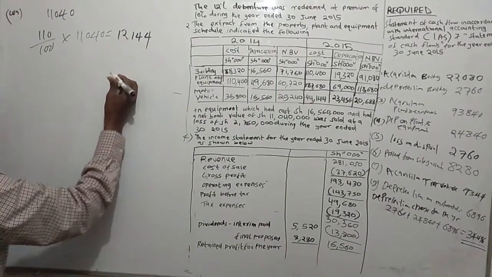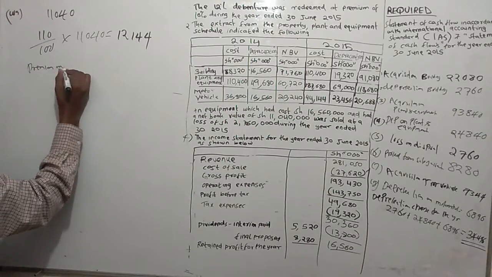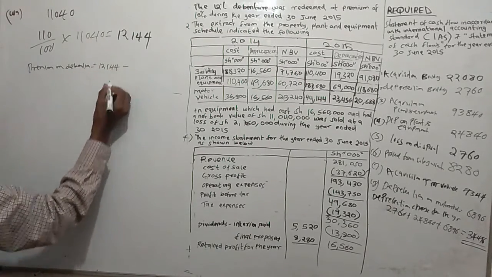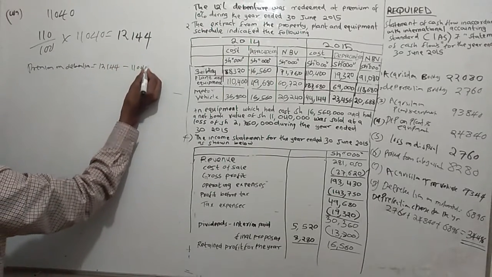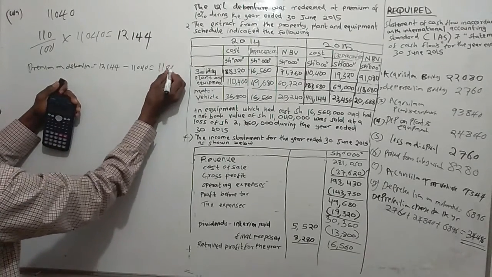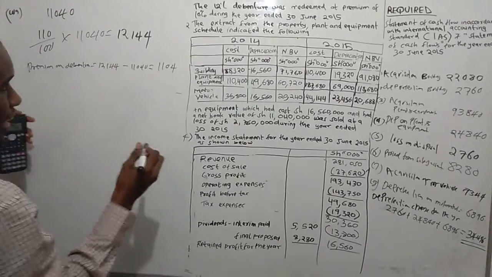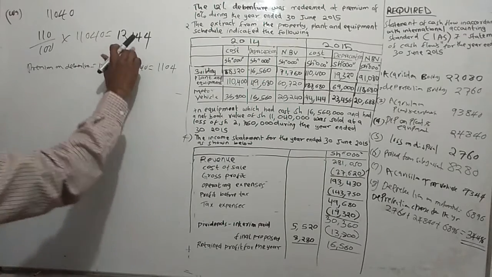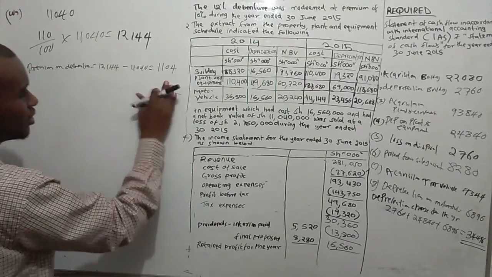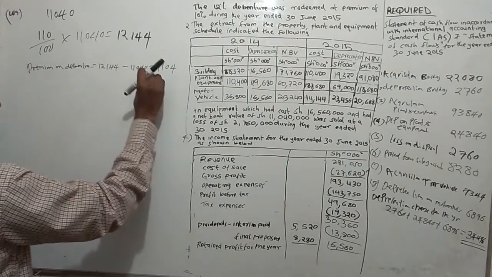For us to get the premium on debenture, we take 12,144 subtract 11,040. So 12,144 subtract 11,040 gives 1,104. Remember, this 12,144 is the redeemed debenture. This is going to affect our financing activities as an outflow. But the premium on debenture, we are going to add back to our net profit under the cash flow from operating activities.